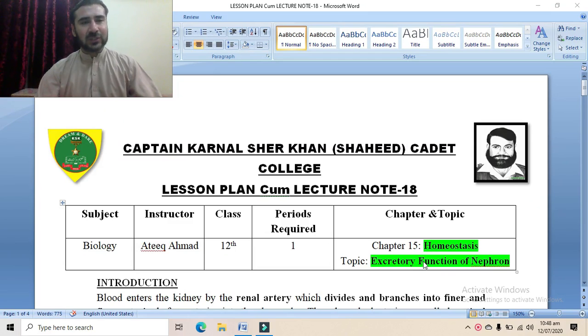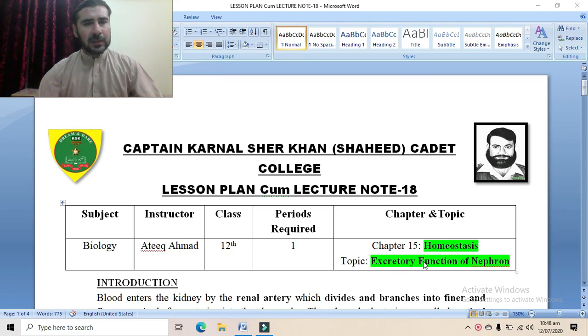Today we are going to study the excretory function of nephron. We will divide this topic into two parts. First, we will study how the blood is supplied to the kidney through the renal artery, then how it is distributed throughout the kidney to various nephrons.